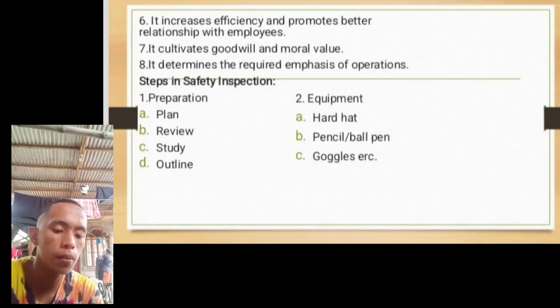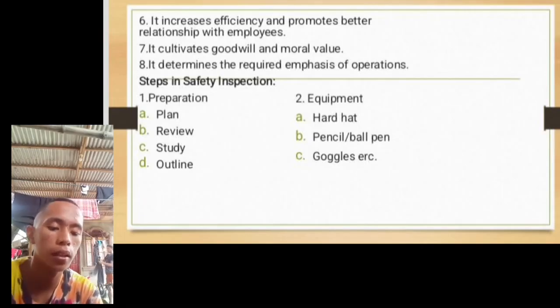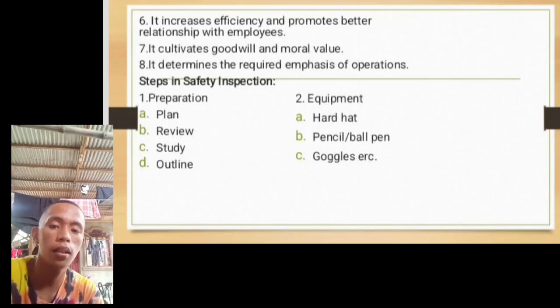Steps in safety inspection. Number 1. Preparation. A. Plan. B. Review. C. Study. D. Outline. Number 2. Equipment. A. Hard hat. B. Pencil and ballpen. C. Goggles.